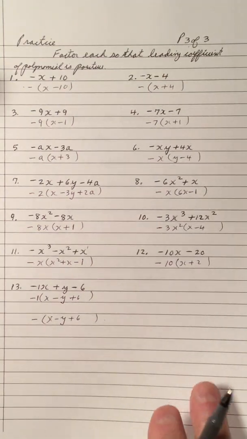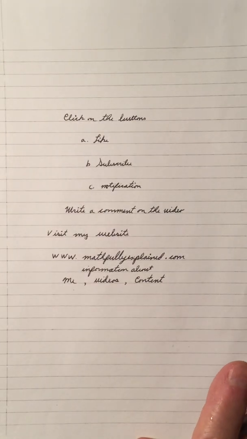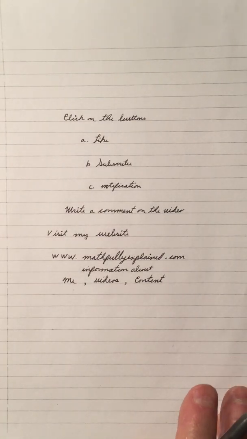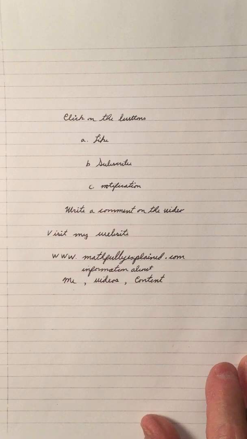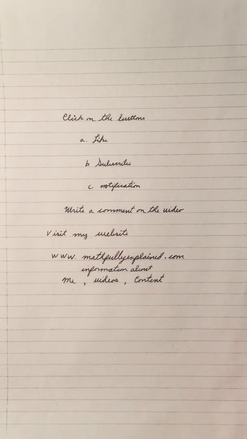That brings us to the end of factoring by removing the negative in the leading coefficient. Very important, as you can see, coming up later when I do more factoring on trinomials and difference of squares and perfect square trinomials. The negative leading coefficient should be positive, so remove the negative.